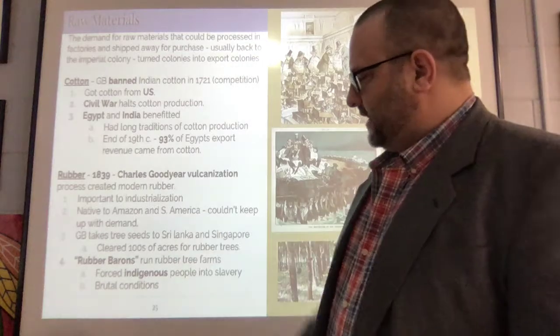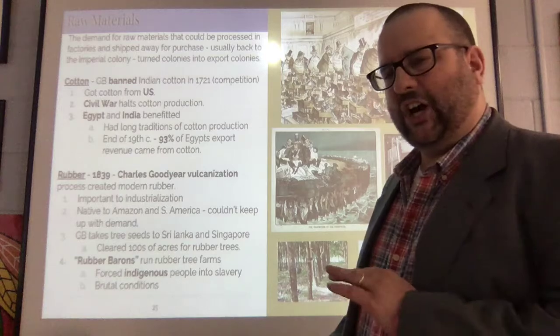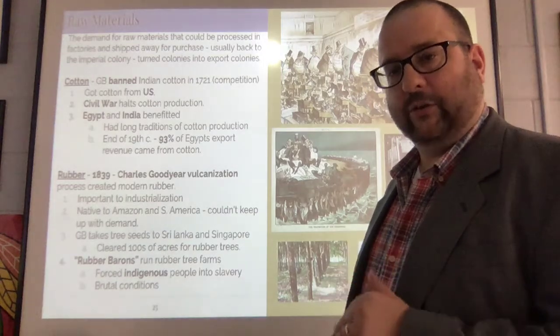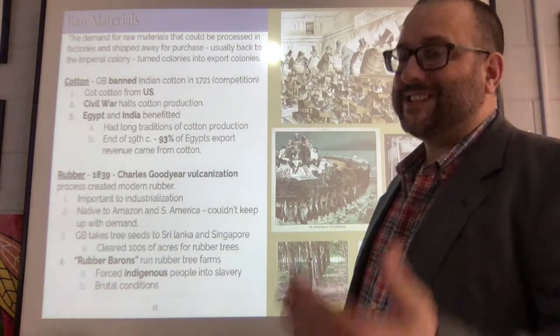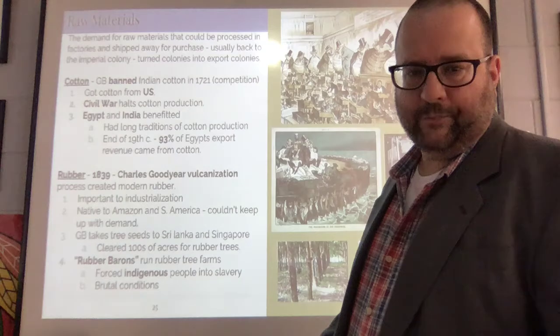So what Britain does is they take tree seeds to Sri Lanka and Singapore, and they clear hundreds and hundreds of acres to plant rubber trees. And yes, here's a newsflash, rubber grows on trees. Vulcanization is a different process of making the rubber that we know today.